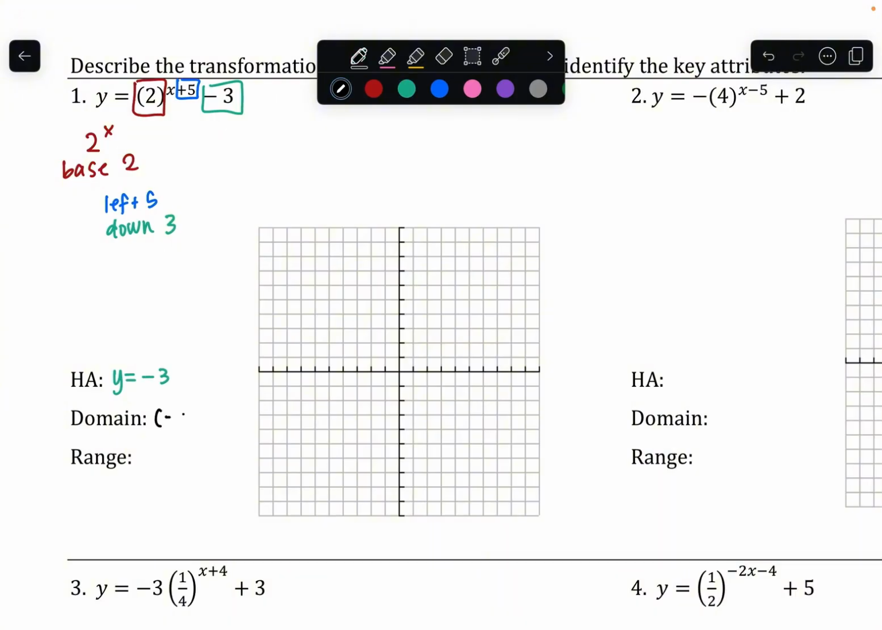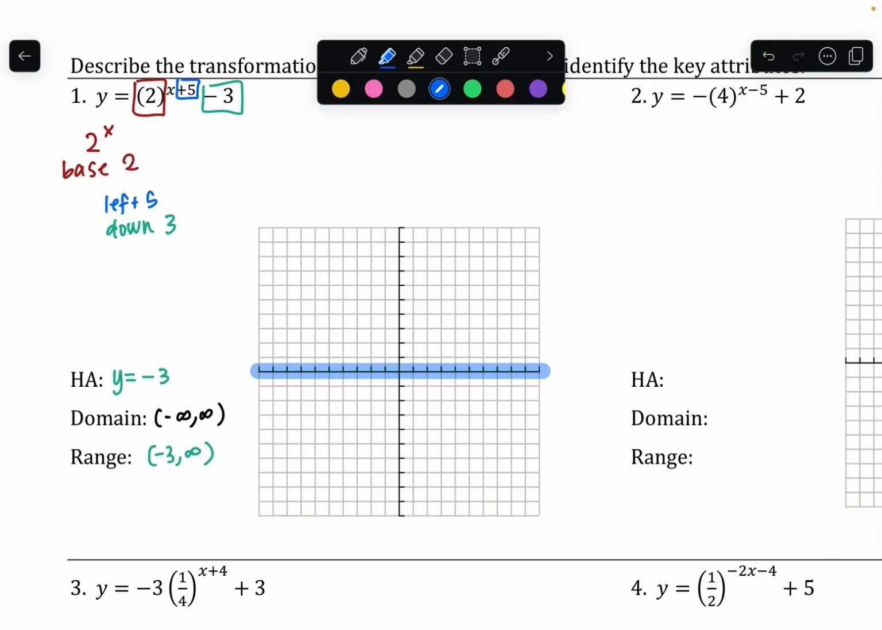And then you know the domain is always all real numbers, and you know your range. Because there's no reflection in front, it's going to be above that -3. So you would go from -3 to infinity with a parenthesis. Okay, so to create the graph, just thinking of the parent function, your parent function has a horizontal asymptote at 0.